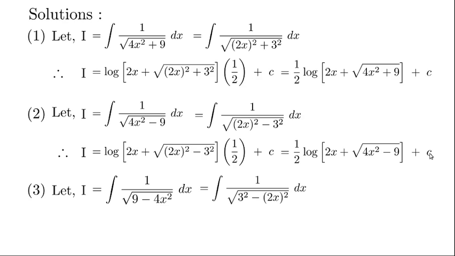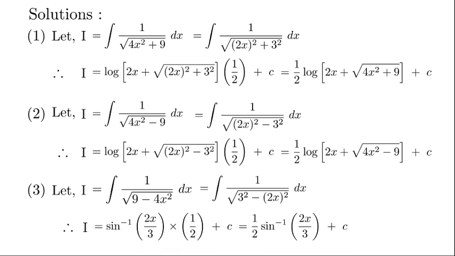This time it is integration of 1 upon root of 9 minus 4x square. That is written as root of 3 square minus 2x the whole square, and this is in the form of 1 upon root of a square minus x square. So the final result is 1 by 2 sin inverse of 2x by 3 plus c.